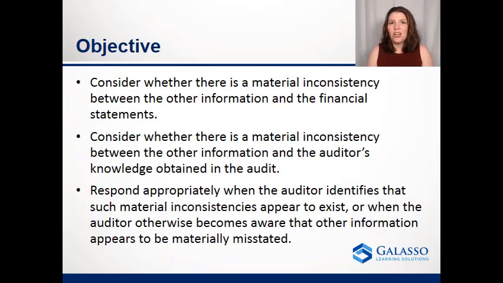So what is the auditor's objective? Well, first off, they have to read the report, right? So whatever the annual report is, they have to read the other information. And then they have to do three things. First, consider whether there's a material inconsistency between the other information and the financial statements. So based on our knowledge of the financial statements and reading the other information, did we notice anything?